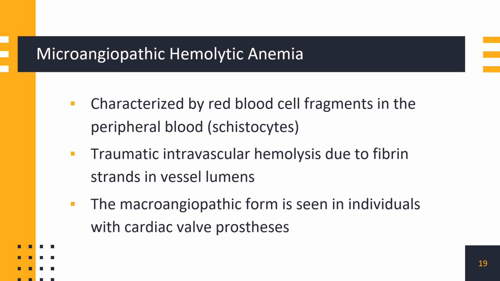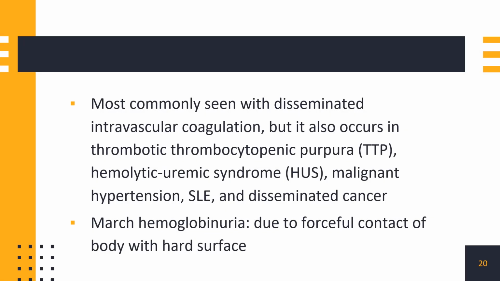Let's proceed to microangiopathic hemolytic anemia. This condition is characterized by red blood cell fragments in the peripheral blood, and they're termed schistocytes. Traumatic intravascular hemolysis arises as a consequence of fibrin strands in the vessel lumens. The macroangiopathic form is observed in persons with cardiac valve prostheses or those with implanted cardiac valve prostheses. Most commonly seen with disseminated intravascular coagulation, but it also happens in thrombotic thrombocytopenic purpura, hemolytic uremic syndrome, malignant hypertension, systemic lupus erythematosus, and even disseminated malignancies.